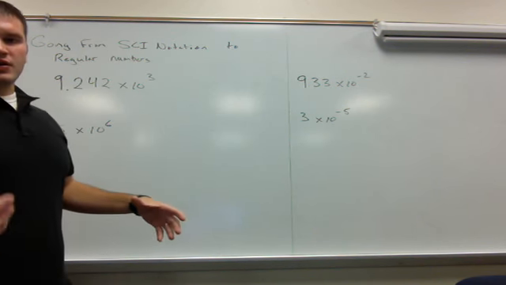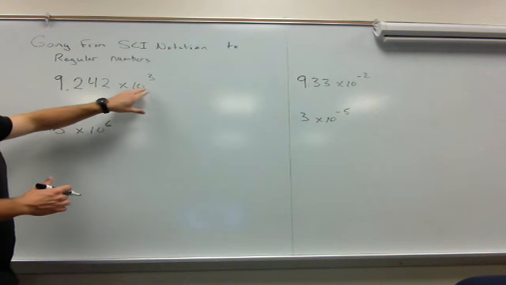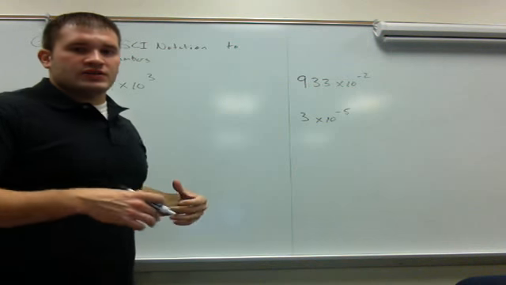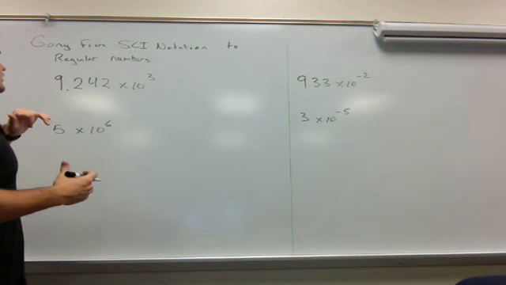You just have to think, is the number I'm looking at bigger than 1 or less than 1? For example, 10 to the third, that's a positive power, so that's going to be bigger than 1. 10 to the negative second, that's a negative power, so that's going to be less than 1. So if you know that, then you can figure out where to move the decimal place.